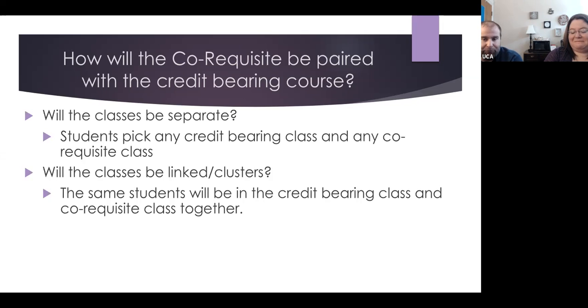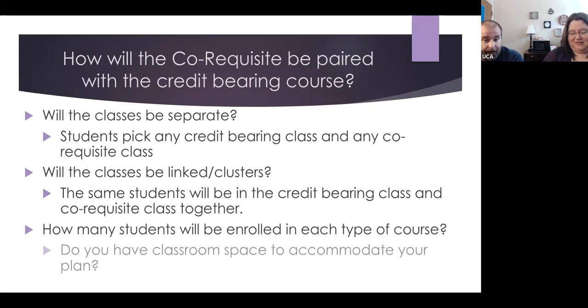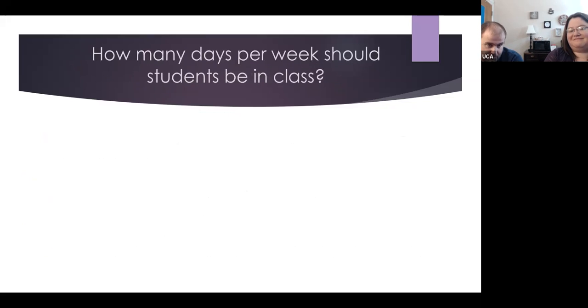So just keep that in mind when you're starting to think about how to put these together. And then how many students, and again, that can come back to how many you can have in your course based on your rooms, and what you have for the number of faculty to teach those courses. All of that can play into what you have.